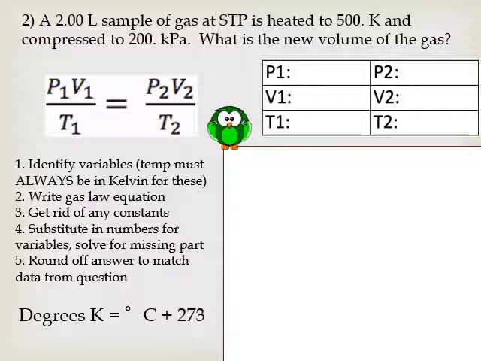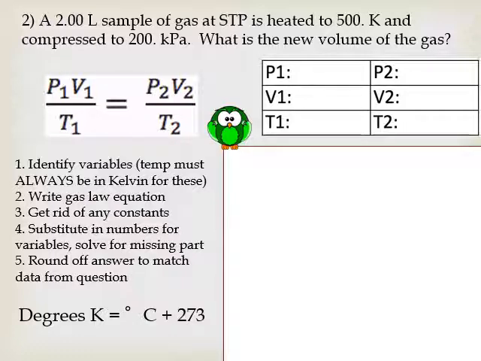So for number 2, it says a 2.00 liter sample of gas at STP is heated to 500 Kelvin and compressed to 200 kPa. So look for your verbs and look at what's going on here. It says something's going to be heated up and it's going to be compressed. So we want to look for what the starting conditions were, and then what's going to happen after that. It says a 2-liter sample of gas, and that's telling us our starting volume.